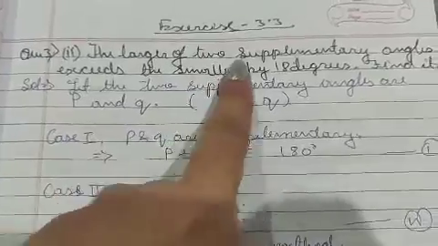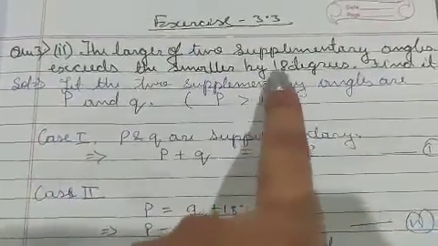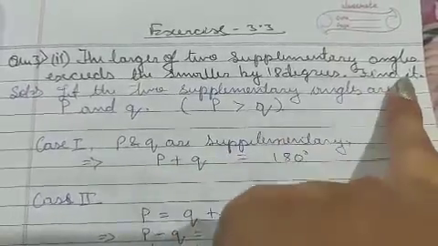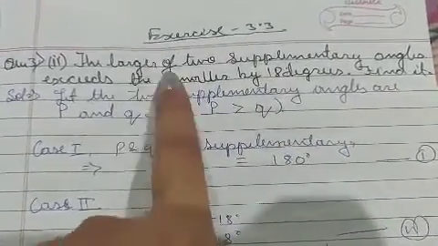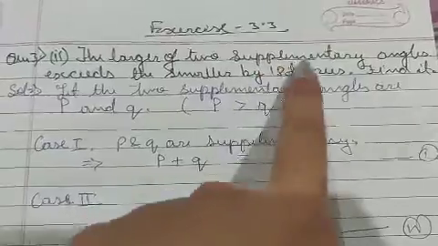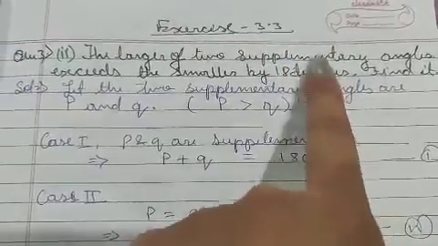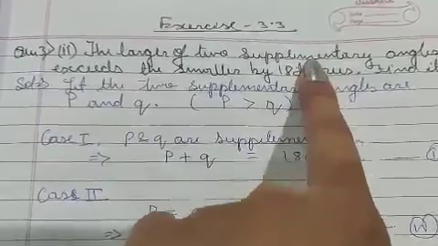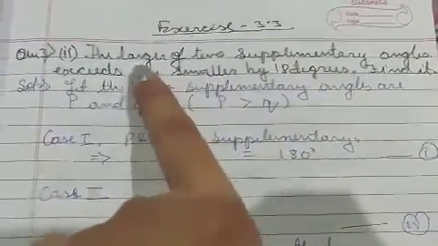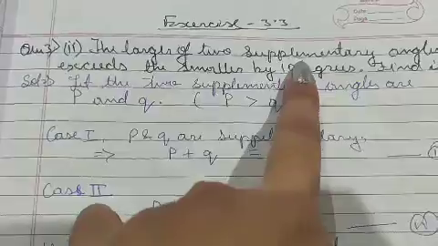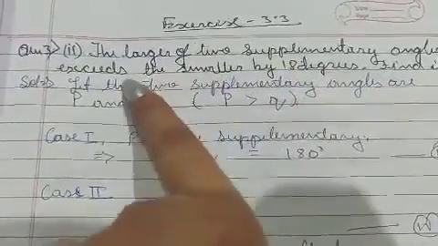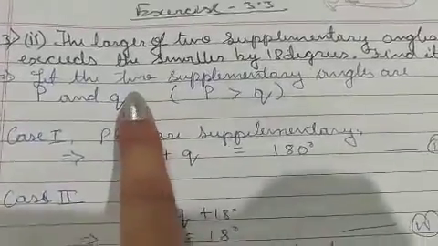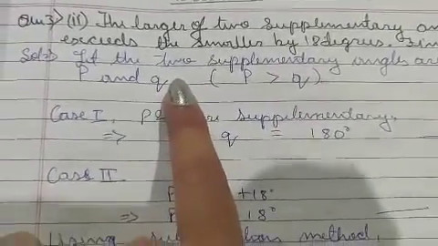The larger of two supplementary angles exceeds the smaller by 18 degrees. Find them. This means we have to find the two angles. The first condition is given by the word supplementary. Two angles are supplementary, and we all know what supplementary angles are. The second condition is that the larger angle exceeds the smaller one by 18 degrees.